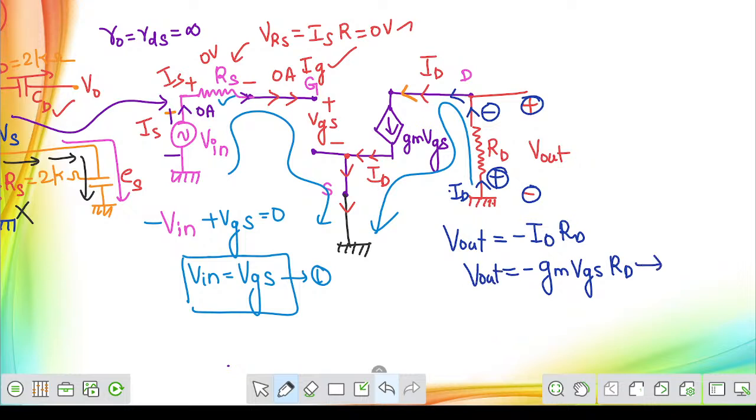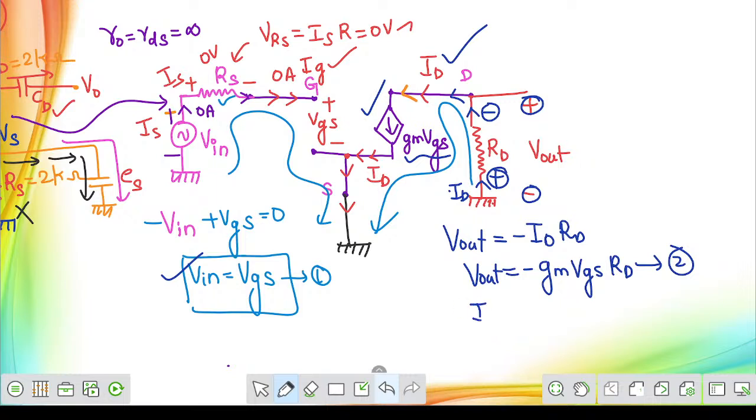Because you can observe this, I have taken it from the diagram only. Drain current is here, gm into Vgs is here. Both are the same, same circuit. So from this, you can observe that the output expression can be written like this. Now you know the input expression. Yes. We also know the output expression. Yes.